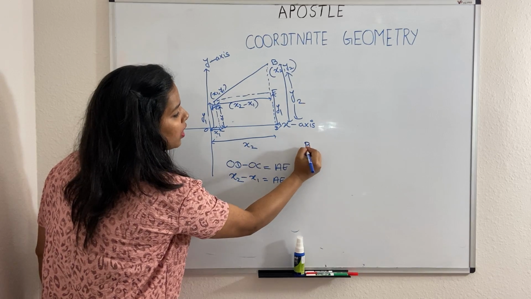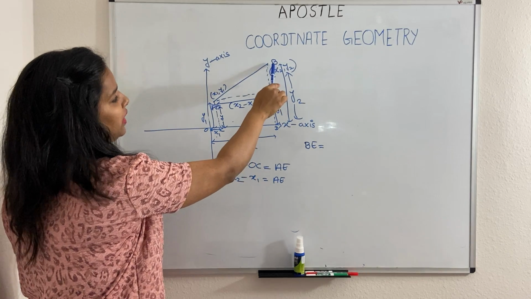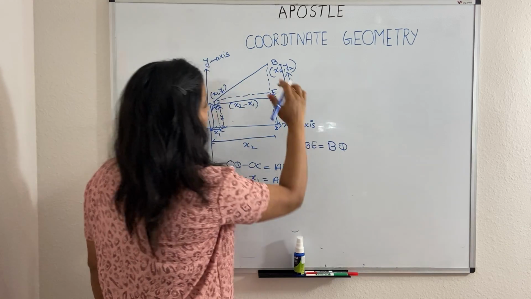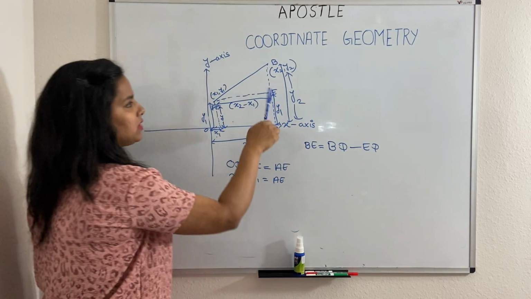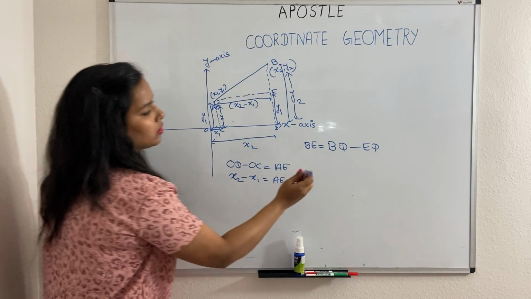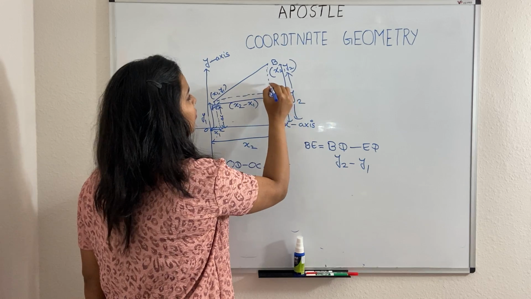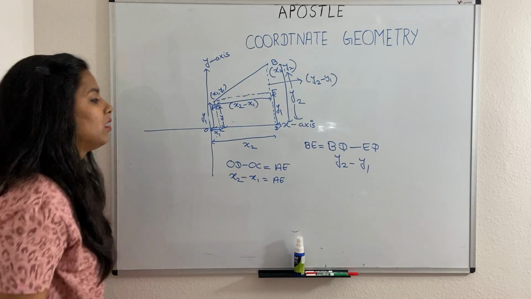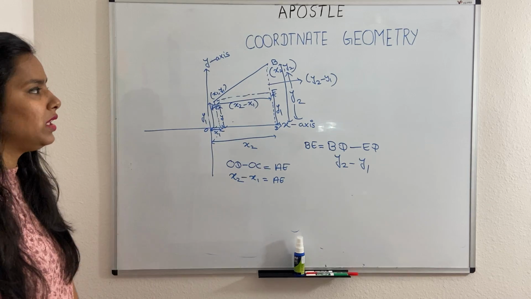How are you going to calculate the distance BE? It is so simple. What is BE? BD minus ED. So we can simply subtract this small portion ED from this total BD. BD is y2 and ED is y1. So we get the value of BE also, that is y2 minus y1. Clear? We get the value of AE as x2 minus x1 and the value of BE as y2 minus y1.